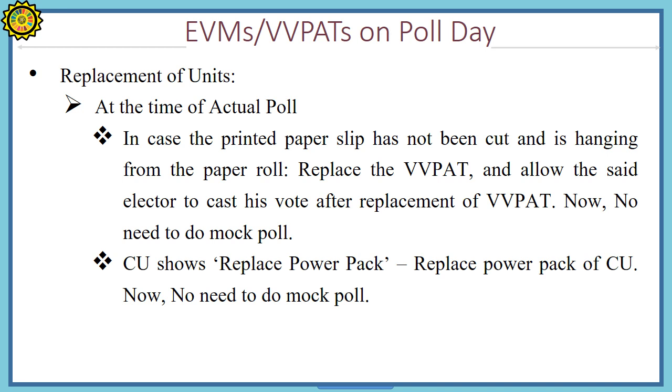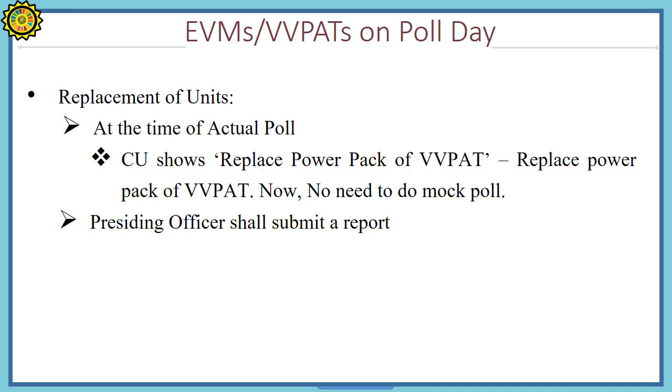At the time of actual poll, in case the printed paper slip has not been cut and is hanging from the paper roll, replace the VVPAT and allow the said elector to cast his vote after replacement of VVPAT. Now, no need to do the mock poll. If the control unit shows replace power pack, replace power pack of control unit. No need to do the mock poll. If the control unit shows replace power pack of VVPAT, replace the power pack of VVPAT. No need to do the mock poll.